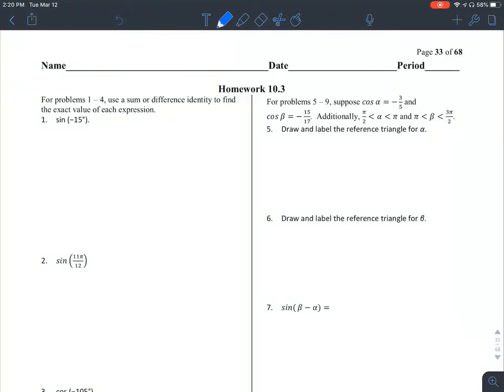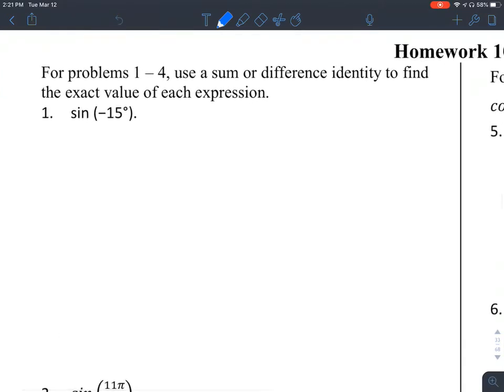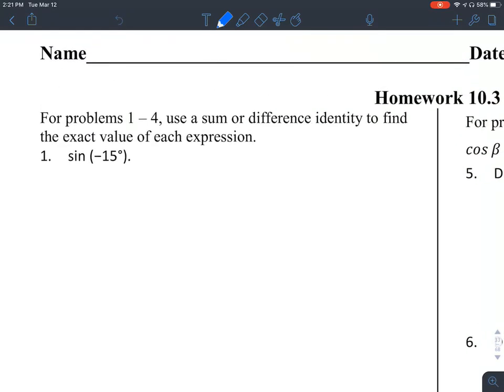This is pre-AP Precalculus. This is homework 10.3. For problems 1 to 4, use sum or difference identities to find the exact value of each expression. Something that might be helpful when doing this is just to list a series of multiples of 30. We could go on for a long time here. And multiples of 45. I guess we don't need the 0.